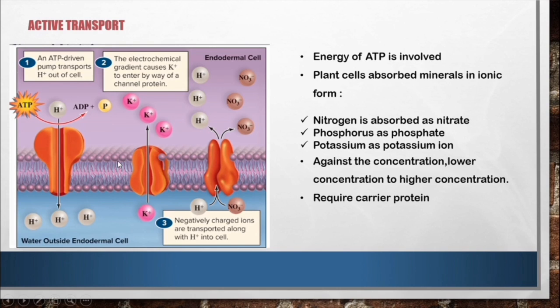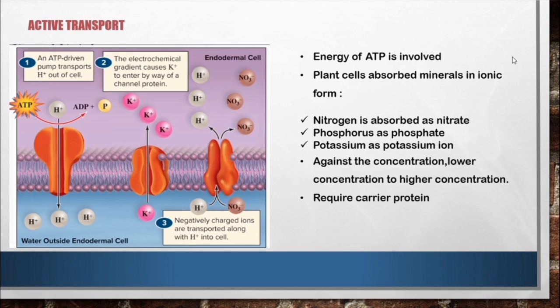So in short, to sum up, an ATP-driven pump transports hydrogen ion out of the cell. This will result in an electrochemical gradient, and that electrochemical gradient causes this potassium ion to enter by way of a channel protein. So after that, step 3, these negatively charged ions and this hydrogen are transported together through this protein. So that's all from me.